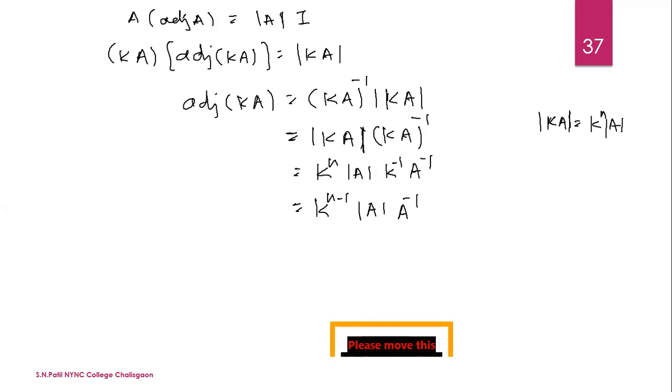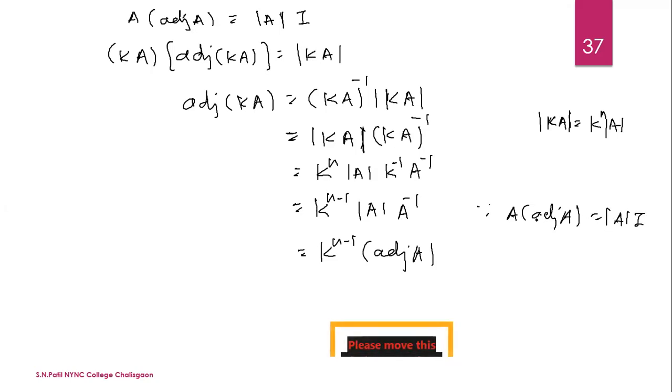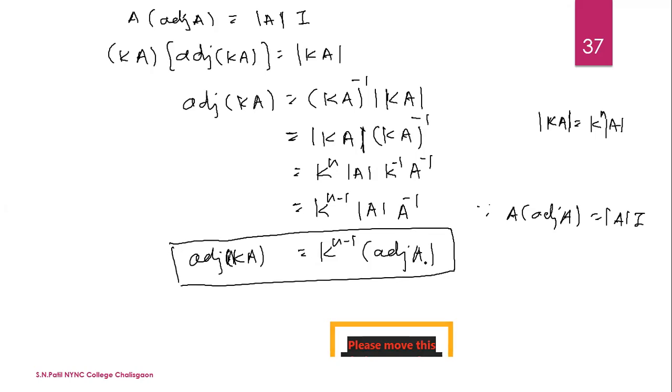Now from this relation, if you multiply throughout by A inverse, then we get only adjoint of A here, that is K raised to n minus 1 into adjoint of A. Since A into adjoint of A is equal to determinant of A, from this relation we write adjoint of A, and which is the required proof: adjoint of K into A is equal to K raised to n minus 1 into adjoint of A. Okay. Thank you.